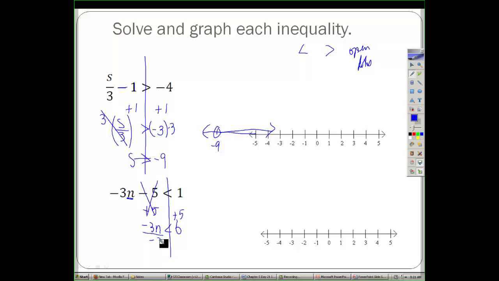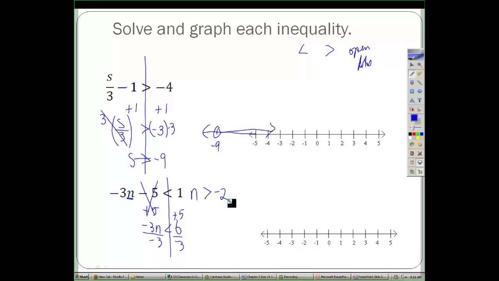It says -3 times n. If I divide both sides by -3, I know that n will be greater than -2. As you can see, I divided by a negative, and that's when you flip the sign. On all the other ones, the sign stayed the same all the way through. On this one, we divided by a negative number. That's when you know to flip the sign. It was a less than sign. Now it's a greater than sign.